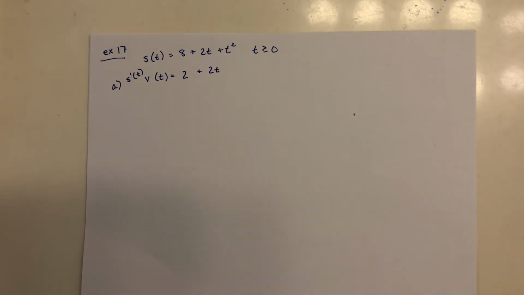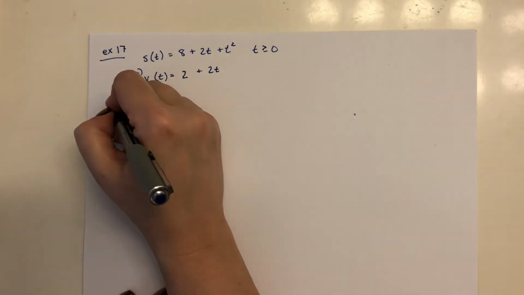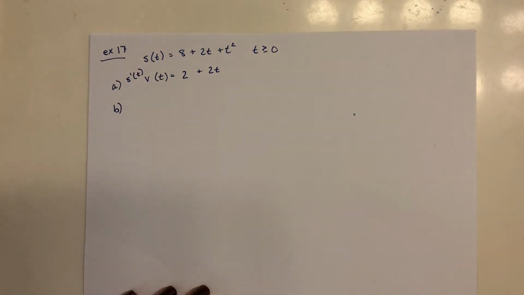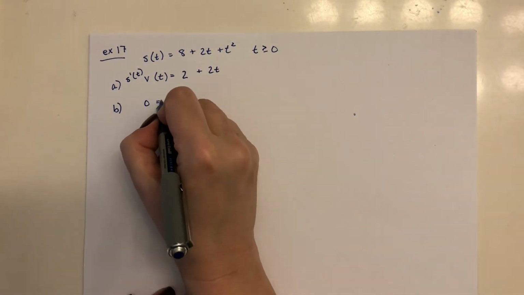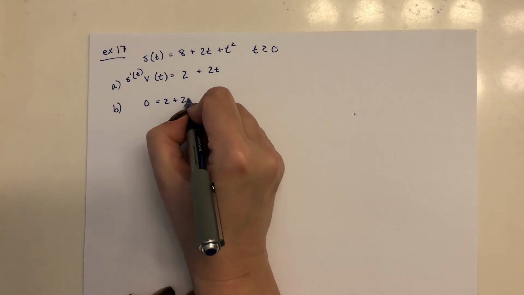Now the next thing is it says, when is it moving left and right? So if you want to find out when it's moving left and right, in other words, make one of those tables we just talked about, you need to find out when this function stops. So I'm going to find out when the function stops moving.